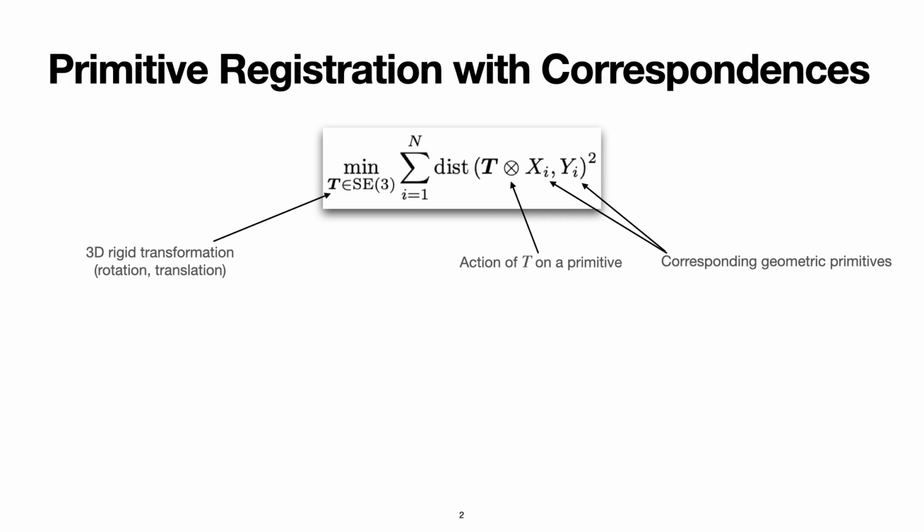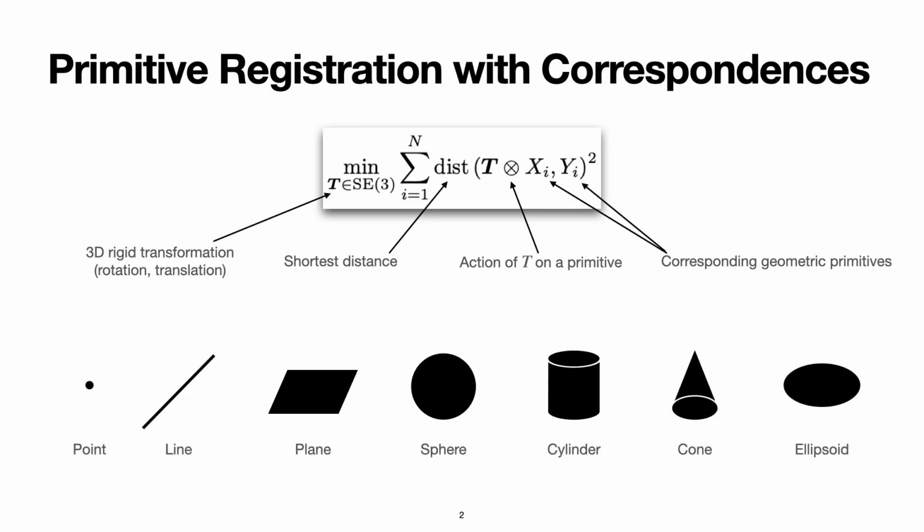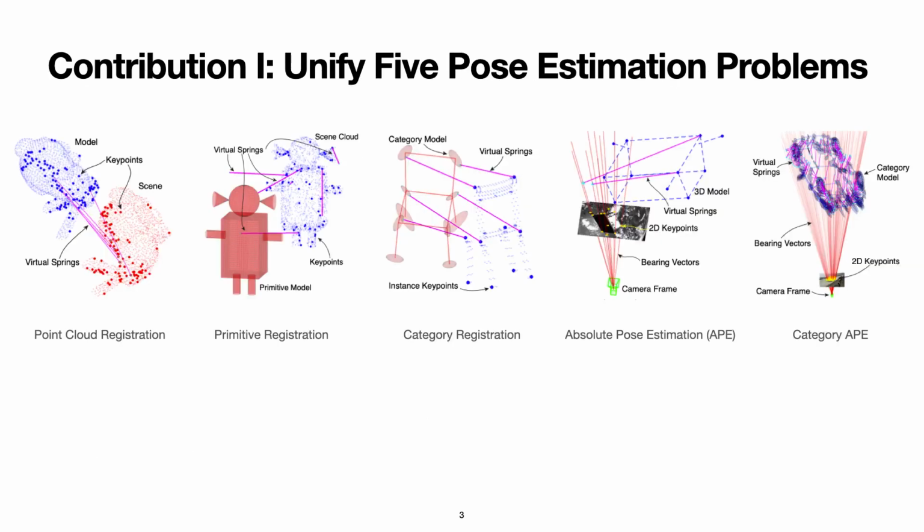And the optimization seeks to find the best rigid transformation to align the two sets of geometric primitives by minimizing the function of shortest distance between each pair of primitives. In this work, we consider 7 types of 3D geometric primitives: point, line, plane, sphere, cylinder, cone, and ellipsoid. Our first contribution is to demonstrate that the primitive registration problem can model and unify 5 important pose estimation problems in robotics and computer vision.